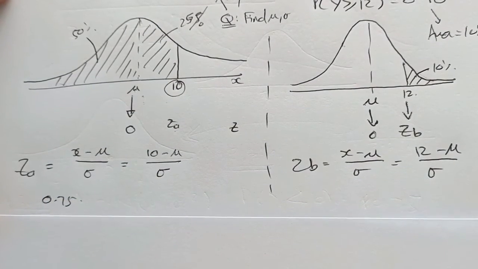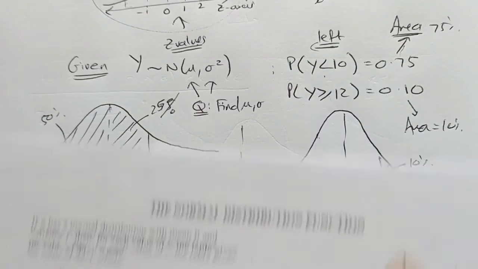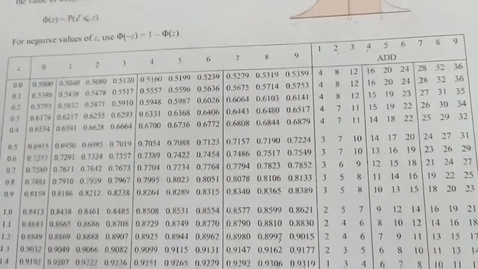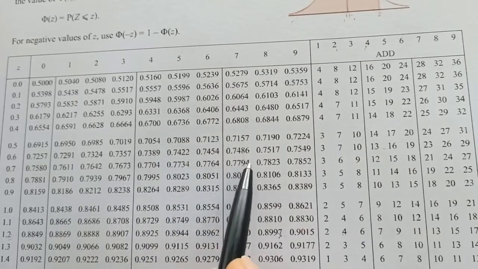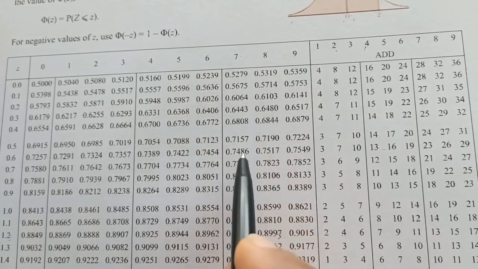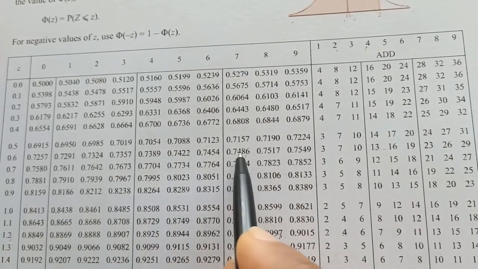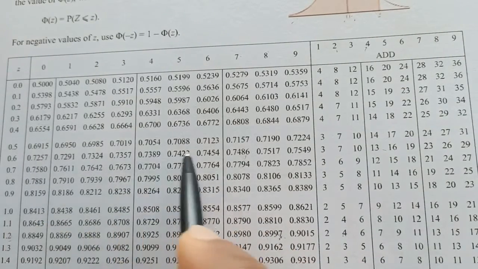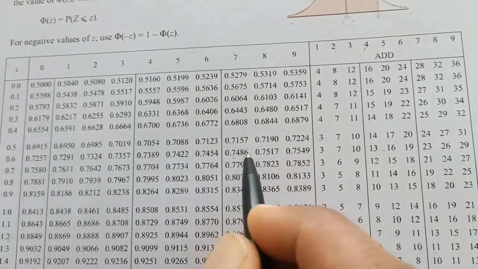And we also want it to be less than 10, so it cannot reach 10. So let's go to 0.75. And if I go to 0.75, I can see it's going to be around here. And if I read off this value, I got 0.6, 7.